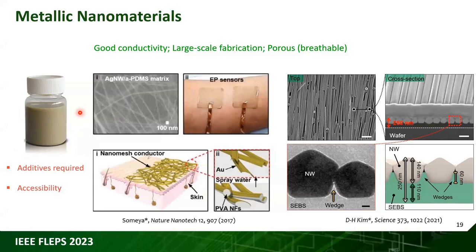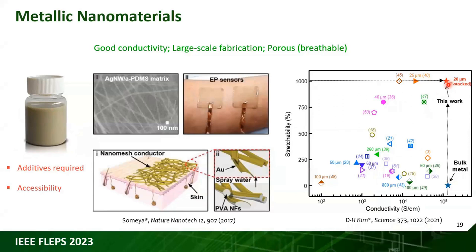And in this landmark work by Dae-Hyeong, they achieved a two-scale pattern of gold nanowires using the Marangoni effect. By very closely packing metallic nanowires, they have achieved conductivity almost comparable with the bulk metal, and stretchability also beyond 1000%. This is the new world record now, all right? But of course, it's still very costly, but this is really pushing the boundary.